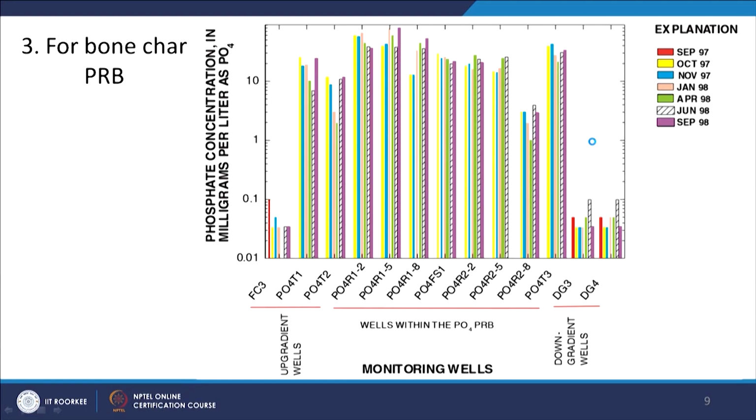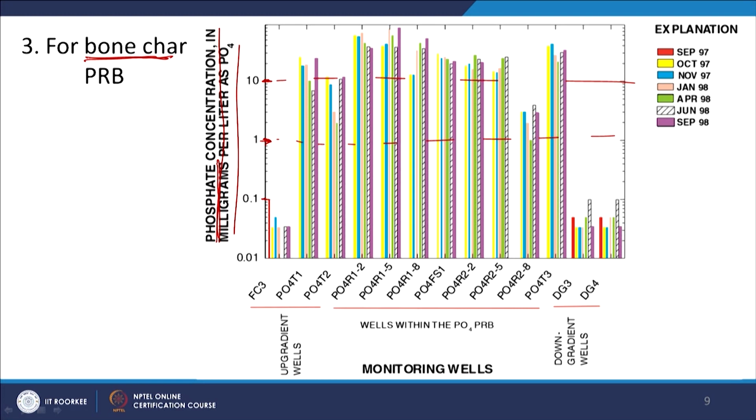So moving on, here for the bone char based PRB, I think phosphate was the issue. We are not looking at ferrous iron here, we are looking at the phosphate concentration in milligram per liter. Keep in mind that the scale here is a logarithmic scale: 0.1, 1, 10 and so on. So what does that mean? If I look at this particular case, this more or less means that the concentration here is 10 times what it is here. So that's more or less negligible compared to this particular case, right?